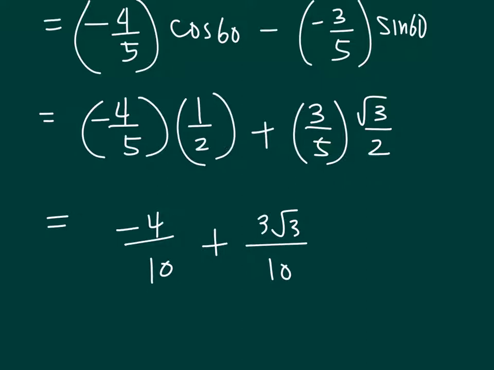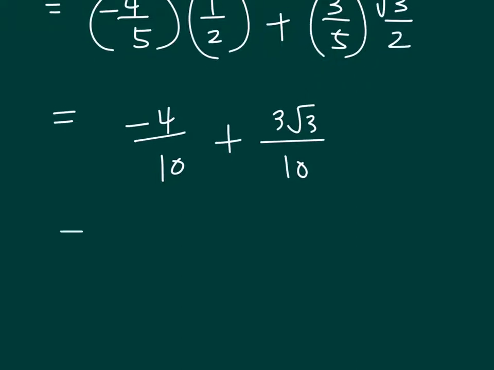The reason that I did not reduce to lowest terms is because you have another fraction. If you reduce it, when you combine them, mag-change ka na naman. So, although we know that it's negative 2 over 5, wag muna. Since we didn't reduce the negative 4 over 10, it will be easy for us to combine the two in terms of 10. So we have negative 4 plus 3 square root of 3 over 10. Wala kang i-reduce. Okay? Double check lang natin. So that's the answer.